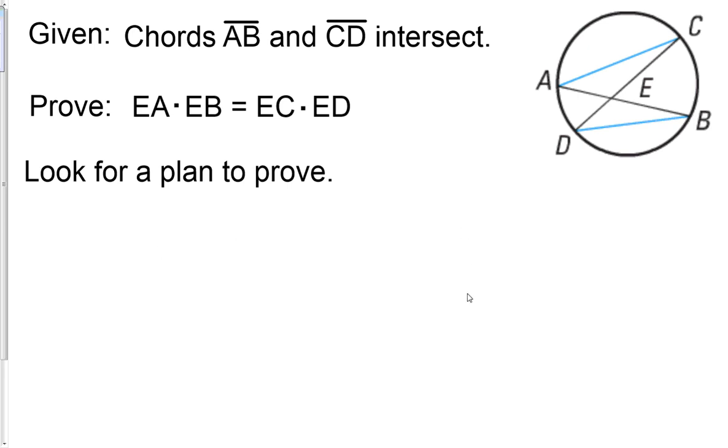So my plan to prove would work like this: I would look and see that these two angles here have the same arc, and these two angles here also have the same intercepting arc. So we can say these angles are congruent, therefore the triangles aren't congruent, but they're similar, right? Notice we're multiplying, and so in order to get that multiplying, we're going to need some sort of proportional sides.